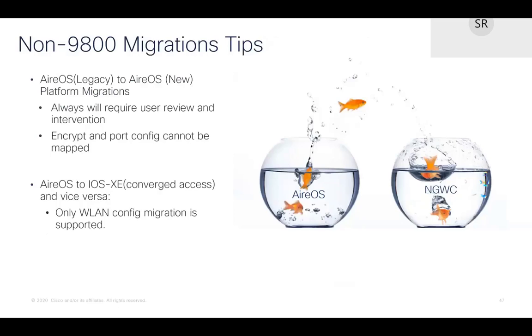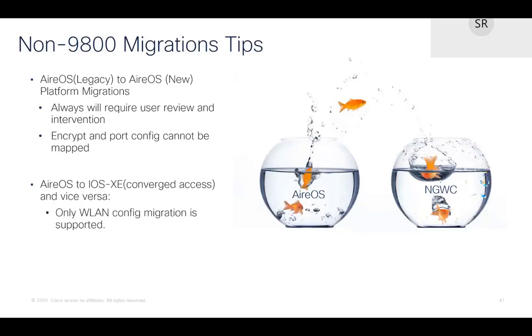And I'll briefly cover non-9800 migration topics, because there are still cases where we get a 2504 to 3504, or 5508 to 5520 or 8540 platforms. There is no specific configuration migration per se. It is basically that there is a port check and an encryption check, which we cannot directly migrate. So in these platforms also, what we will highlight is where the errors are happening, and depending on the errors, we'll highlight where manual intervention is needed.